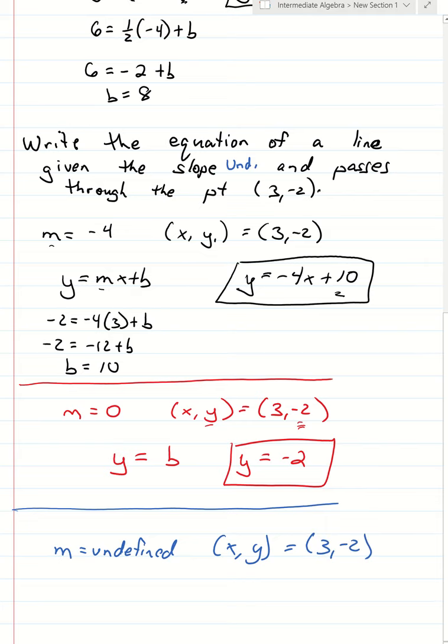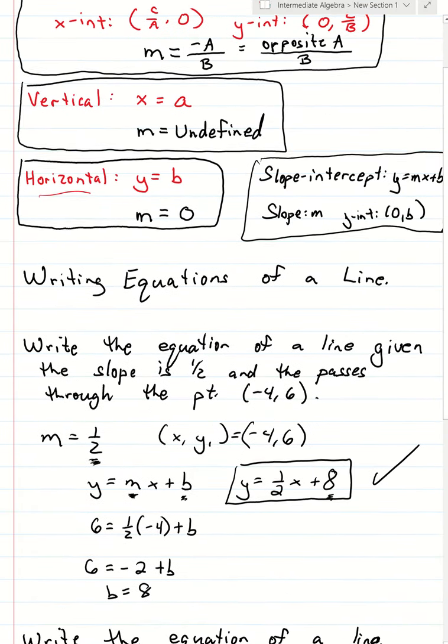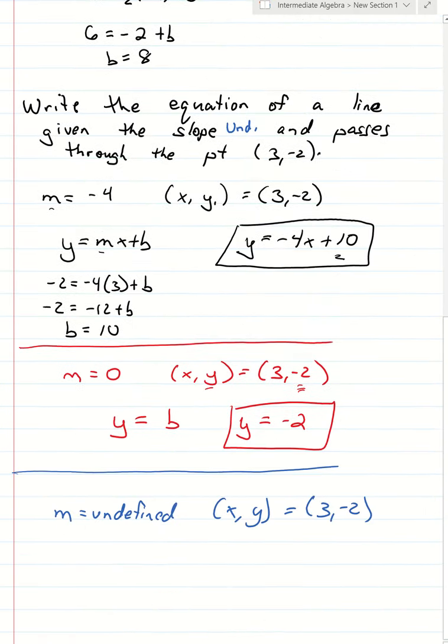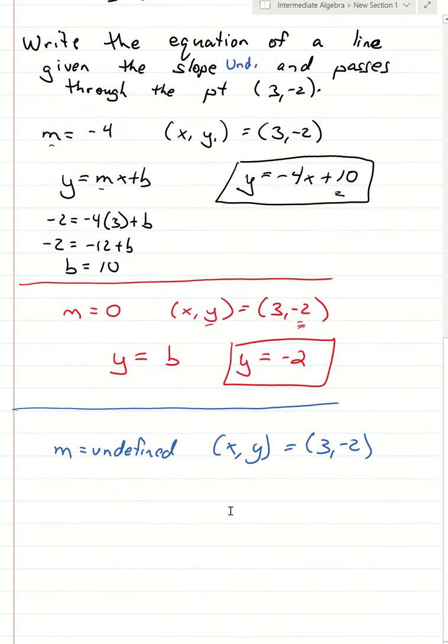Well, let's think about when we said we have a slope that's undefined. Well, if we go back to the notes, a slope that is undefined will always be a vertical line. And we know all vertical lines take the form of x equals a number. And so, for this one, if we have a slope that's undefined, we know our answer must take the form of x equals some number a.